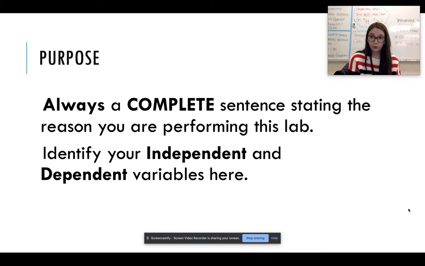Your independent variable is what you're changing. So I'm changing the amount of Red Bull my students drink. My dependent variable is what I measure. So in this case, I'm measuring how many problems they can complete in 30 minutes.